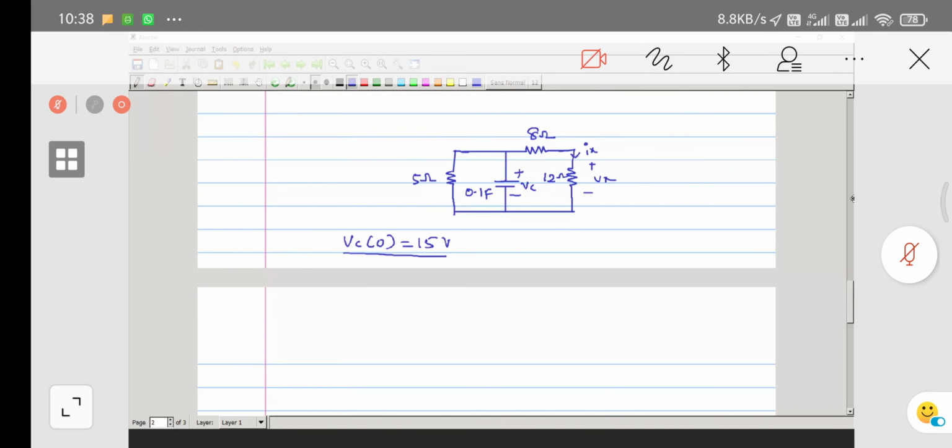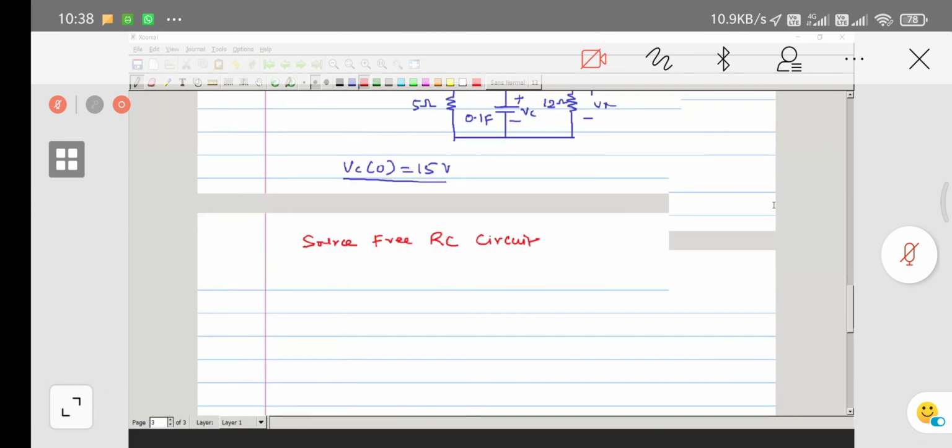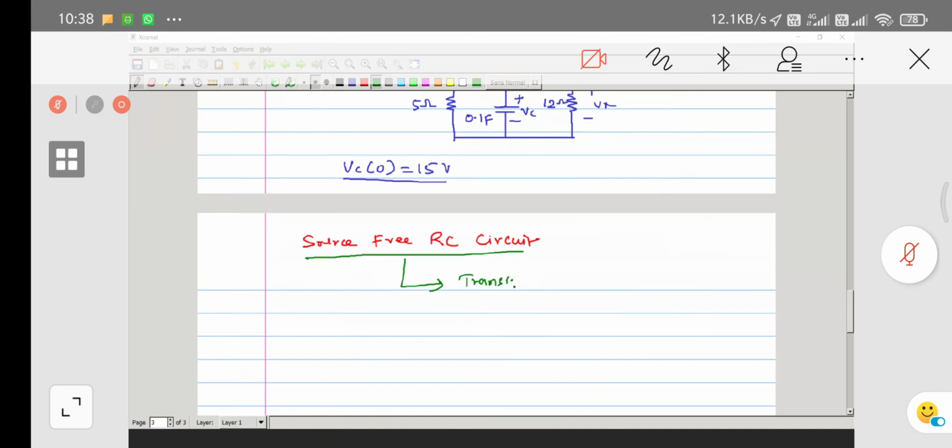Now, this circuit acts like a source free RC circuit. Whenever the source free RC circuit is present, you get only the transient response.